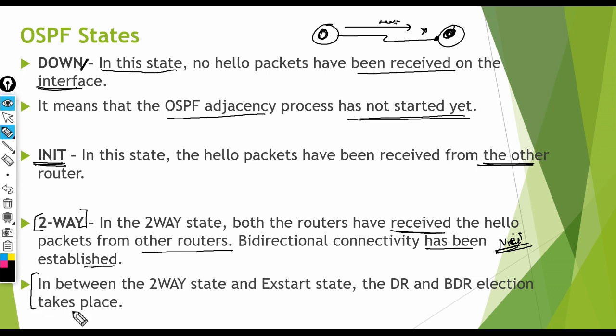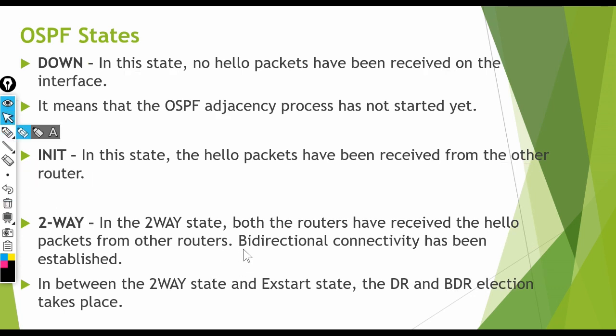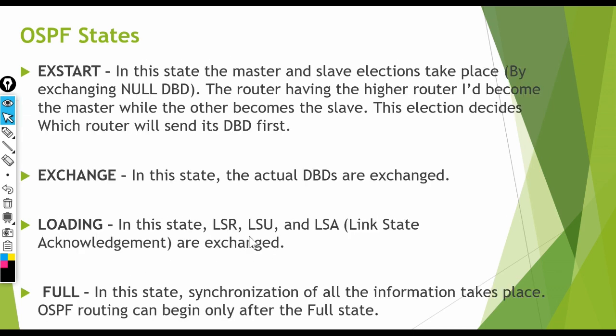One of the major points to remember: in this state, the DR and BDR election takes place. Basically, between the two-way and ExStart states, DR and BDR election will take place. DR stands for designated router, BDR stands for backup designated router. Now, once the router has established the neighbor relationship in two-way state, the router has to exchange the routing updates as well. See now what happens.